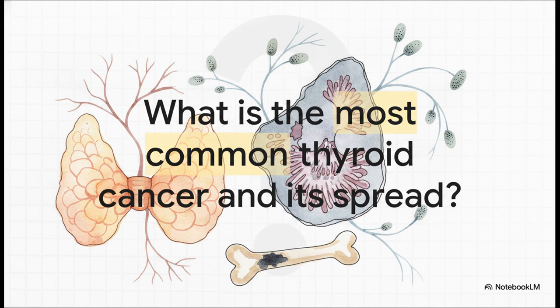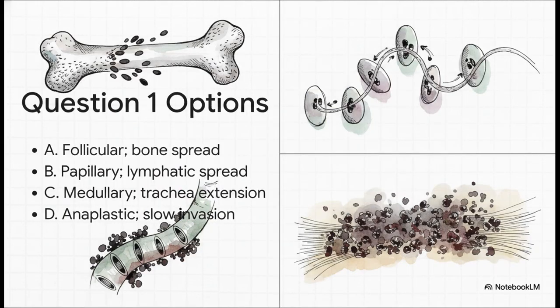You need to know, what's the most common histological subtype of primary thyroid cancer you'll actually encounter clinically? And, crucially, what is its classic pattern of metastatic spread? Okay, here are your options. Is it A, follicular thyroid carcinoma with hematogenous spread to bone? B, papillary thyroid carcinoma with lymphatic spread to regional nodes? C, medullary thyroid carcinoma with direct extension right into the trachea? Or D, anaplastic thyroid carcinoma with slow local invasion?